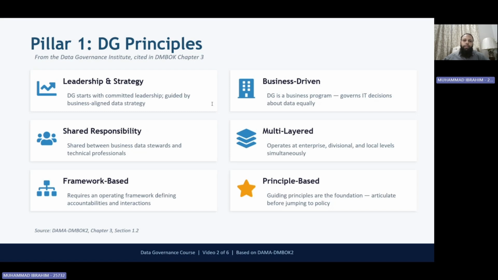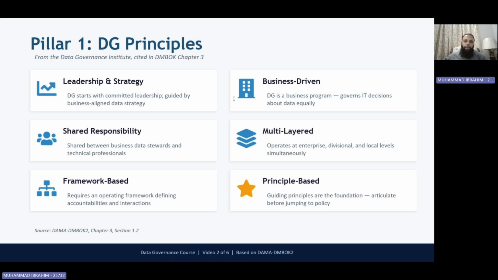Fourth is multi-layered. Governance operates at the enterprise level, divisional level, and the local level, often simultaneously. A global organization cannot govern data the same way at the headquarters and at every regional office. The framework needs layers. The fifth is framework based, because governance activities require coordination across functional areas. You need an operating framework that clearly defines accountability and interaction. Without a framework, governance is just a collection of good intentions.